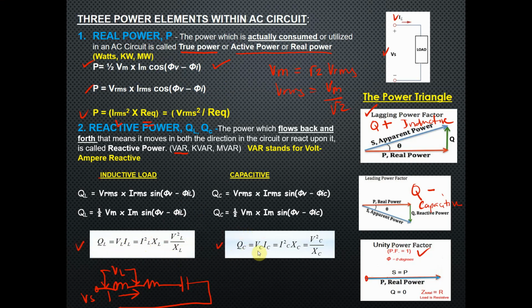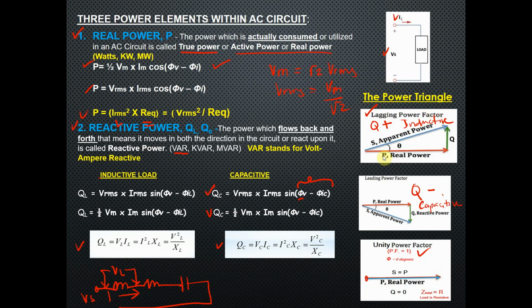For a capacitive load, QC is VC IC, equal to IC squared XC, or equal to VC squared over XC. Or we can use V_RMS I_RMS sine theta_V minus theta_I. The value will change depending on the theta of the voltage across the capacitor and the current in the capacitor itself. QC is 1/2 Vm Im sine theta_V minus theta_I. So this is the formula, and we have two types of power here, real power and reactive power.